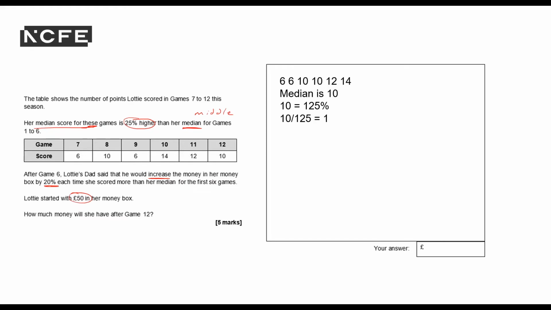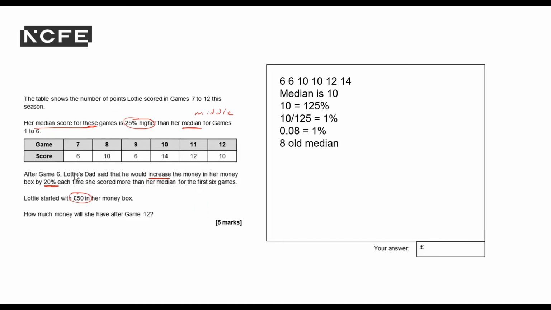Oh, I'm allowed a calculator. Great, that helps me no end. So 10 divided by 125 on my calculator is 0.08. So 0.08 equals 1%. I've done my percentage of original, I've done my divide to find 1%. Now I need to multiply by 100 to give me 100%. 0.08 times 100 equals 8. So her median before was 8. Oh, this is brilliant. Finally, I'm getting somewhere.